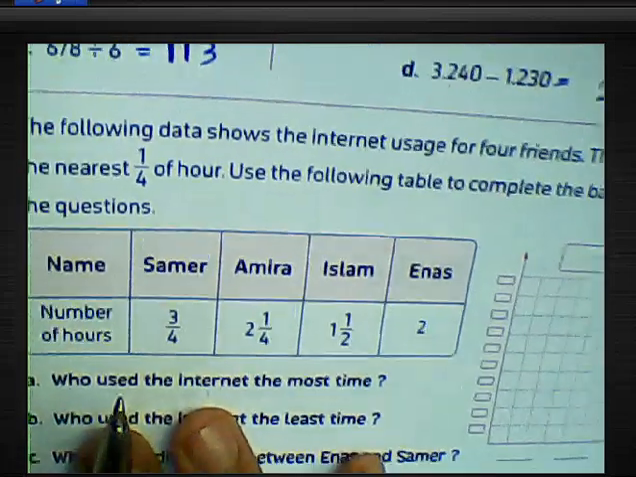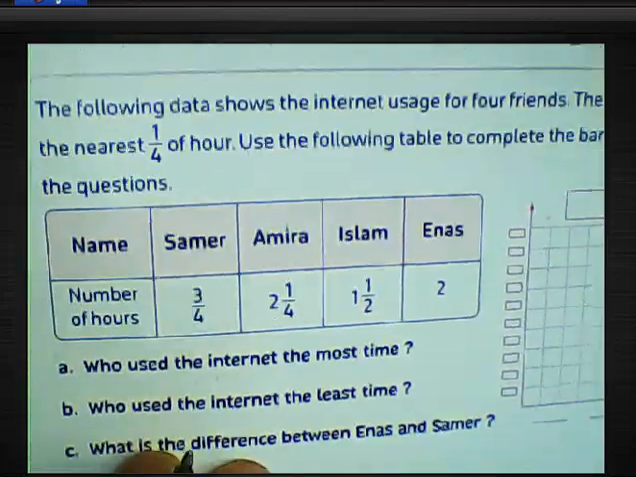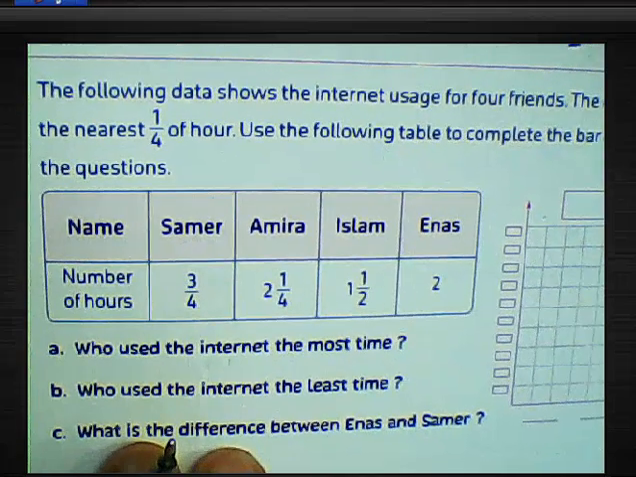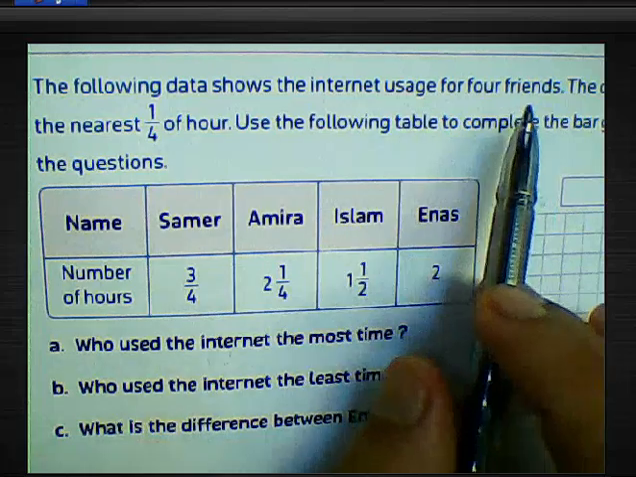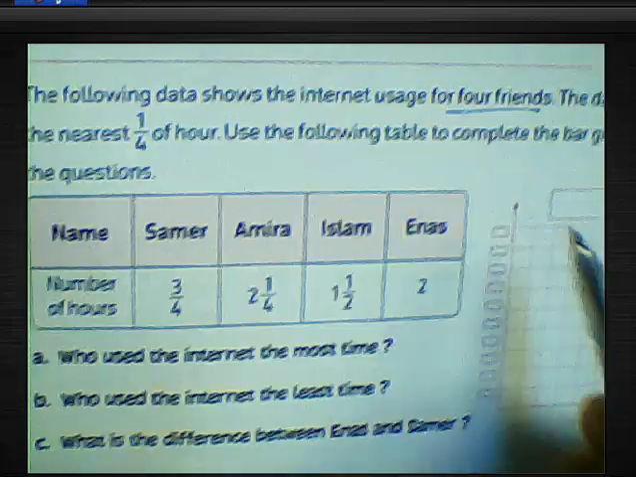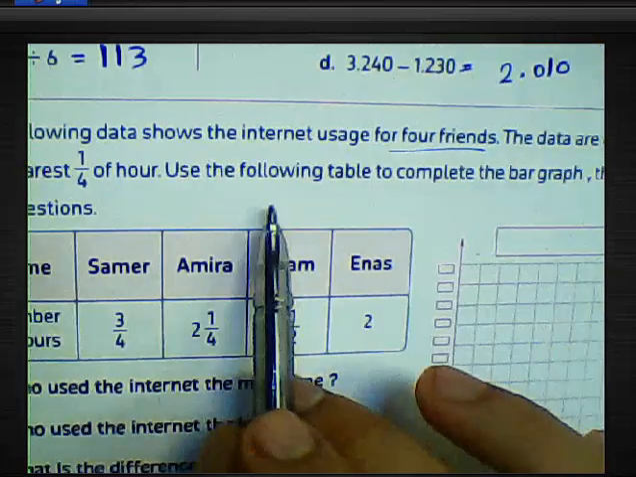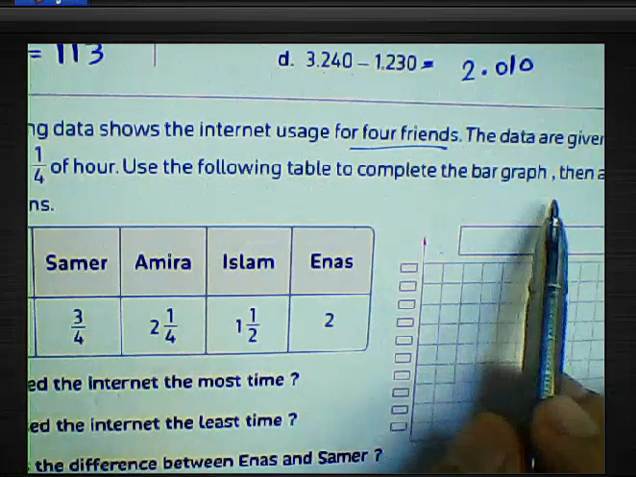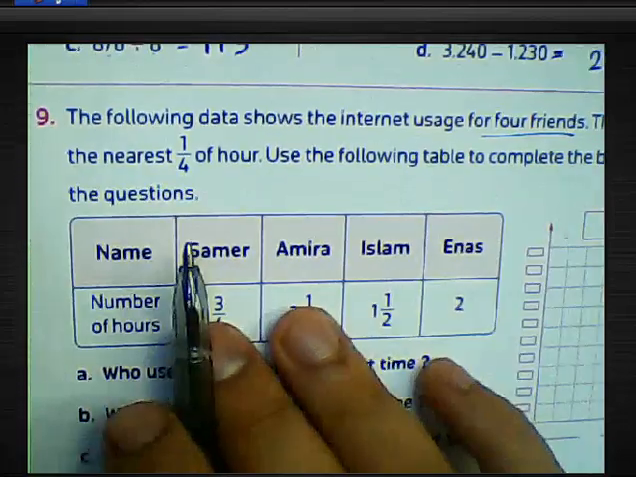Question number 9. Look at the following data. It shows internet usage for friends. The data are given to the nearest fourth of hours. Use the following table, complete the bar graph, then answer the question.